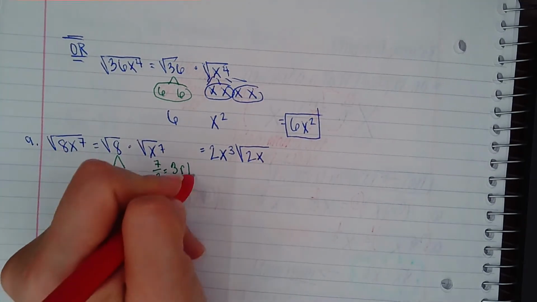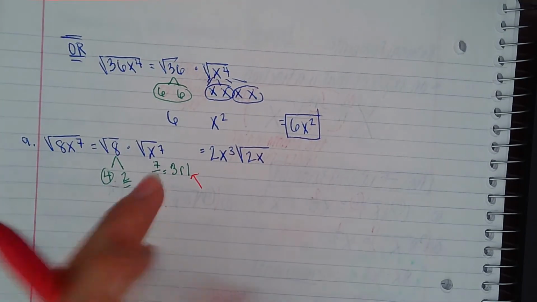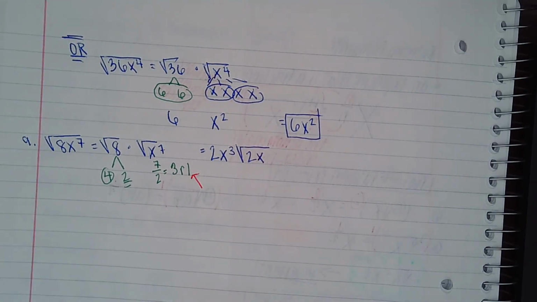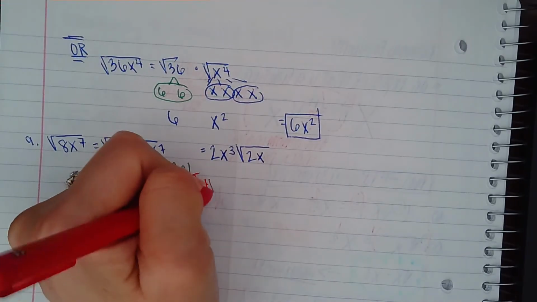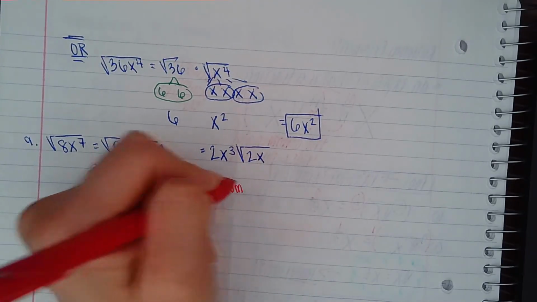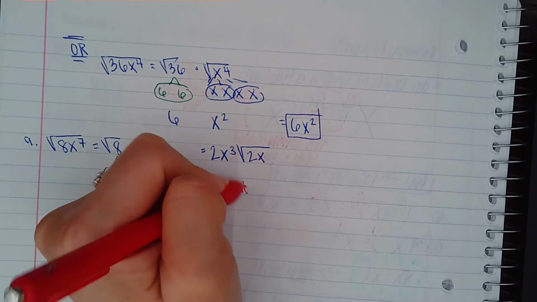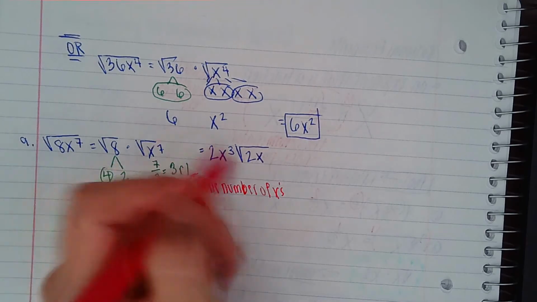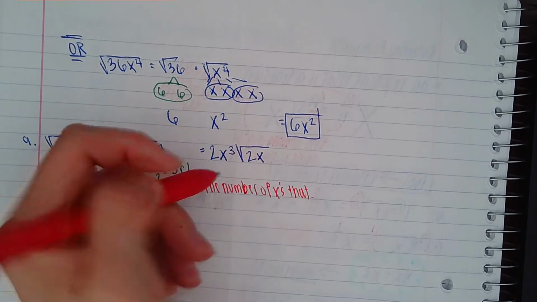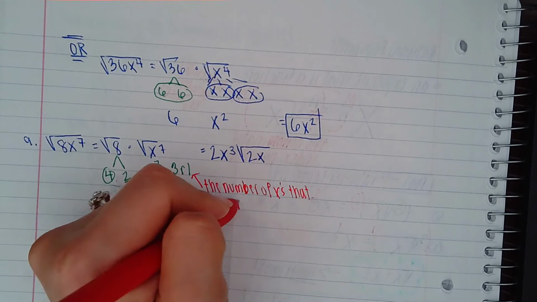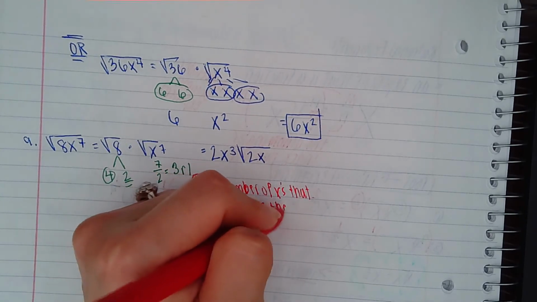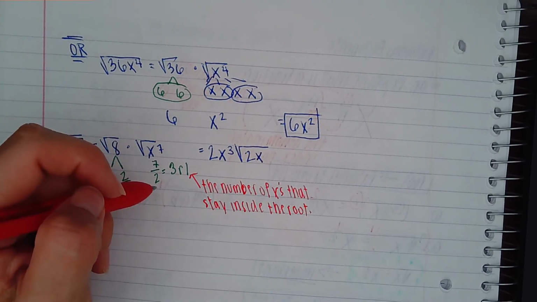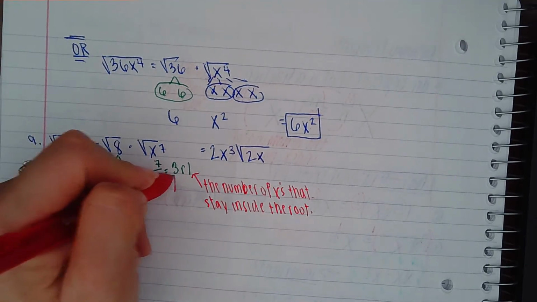So to give you some clarification on that, whatever the remainder is, the number of x's that stay inside of the root. And this right here is the number of x's that can come out of the root.